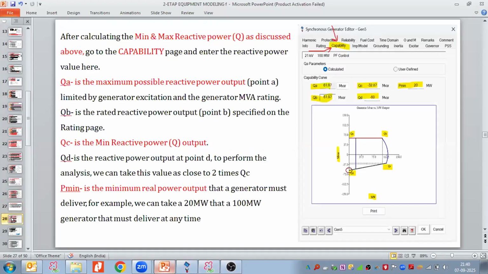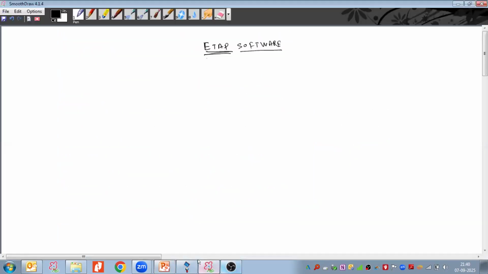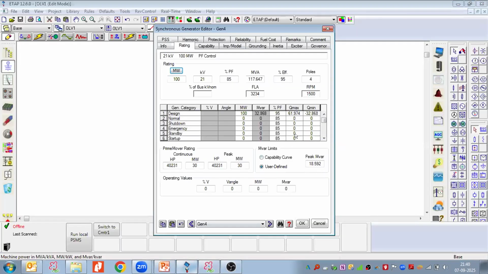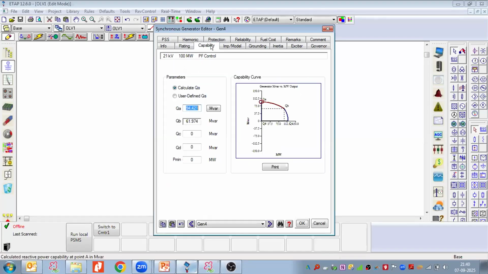Thereafter, once we have mentioned the Q minimum and Q maximum value, since we do not have the capability curve based on the power factor, we calculated the maximum and minimum reactive power. Thereafter, if we want, we can also set this capability curve over here. This we can also define based on our reactive power.